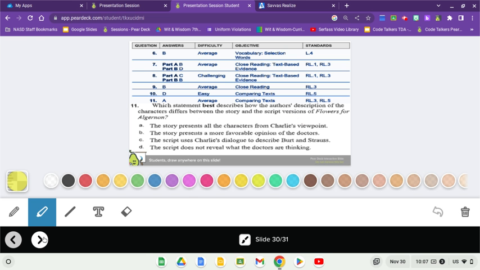Oh, yeah, let the music run. It's the last one, and it's letter A. The story presents all the characters from Charlie's viewpoint. Point of view plays a huge role.